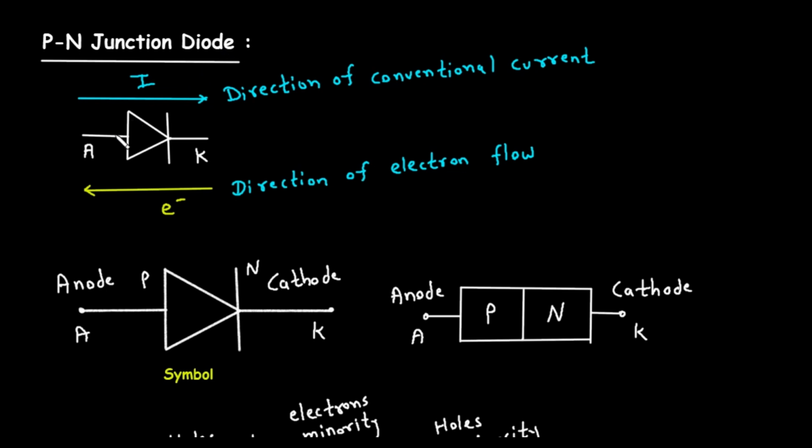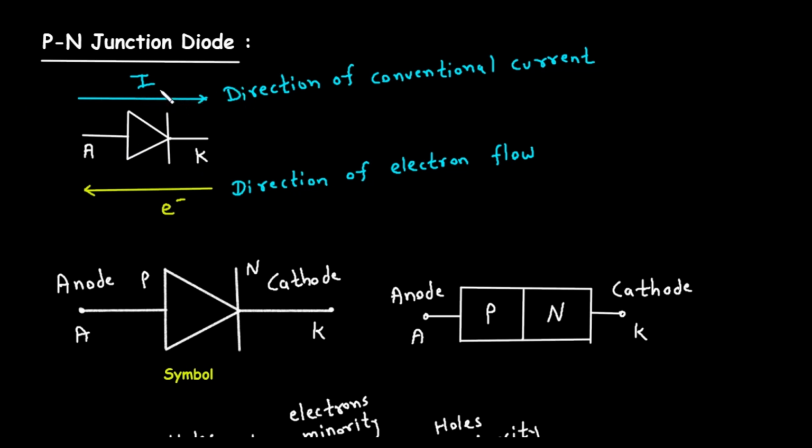First, let's look at the standard symbol for a diode. It consists of a triangle pointing towards a vertical line. The terminal connected to the flat base of the triangle is called the anode, which is represented by the letter A. The terminal connected to the vertical line is called the cathode, represented by the letter K. This symbol also helps us understand the direction of current flow.